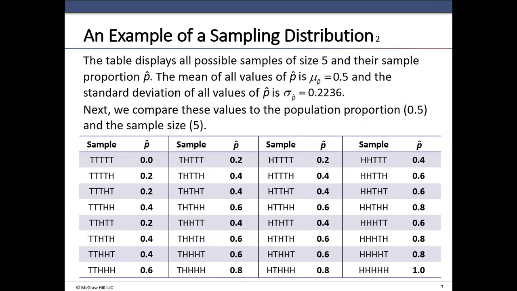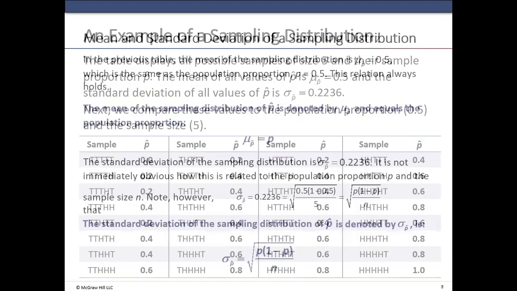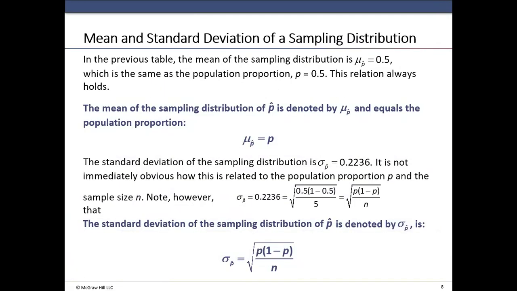Okay. Next, we compare these values to the population proportion. Remember, the population proportion is 0.5 and the sample size is 5. So, in the previous table, the mean of the sampling distribution, mu p hat, is 0.5, which is the same as the population proportion p equal to 0.5. This relation always holds. The mean of the sampling distribution of p hat is denoted by mu p hat and equals the population proportion. Thus, mu p hat equals p.